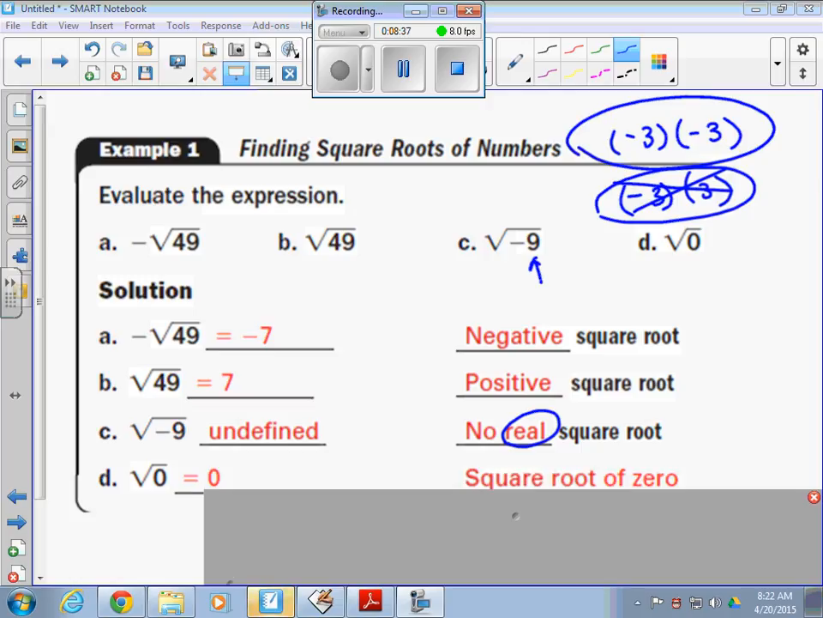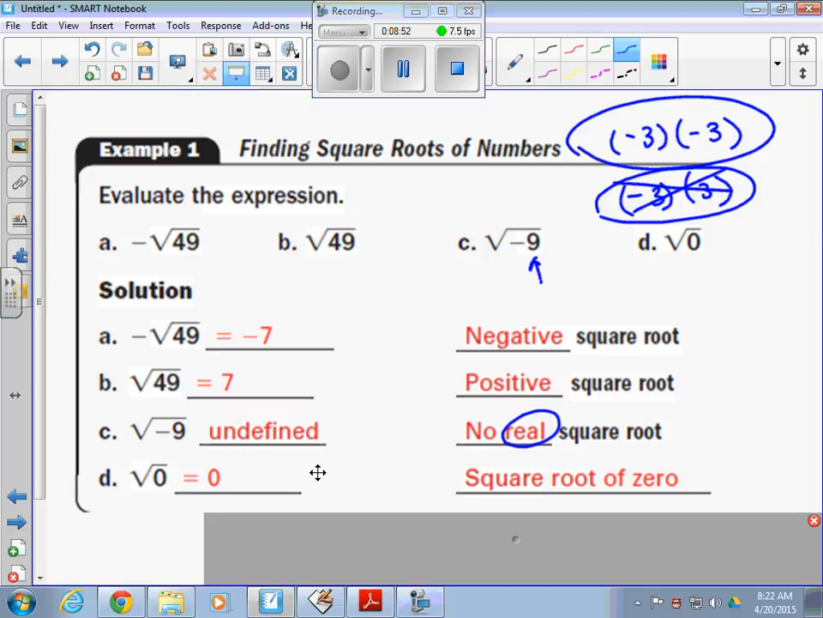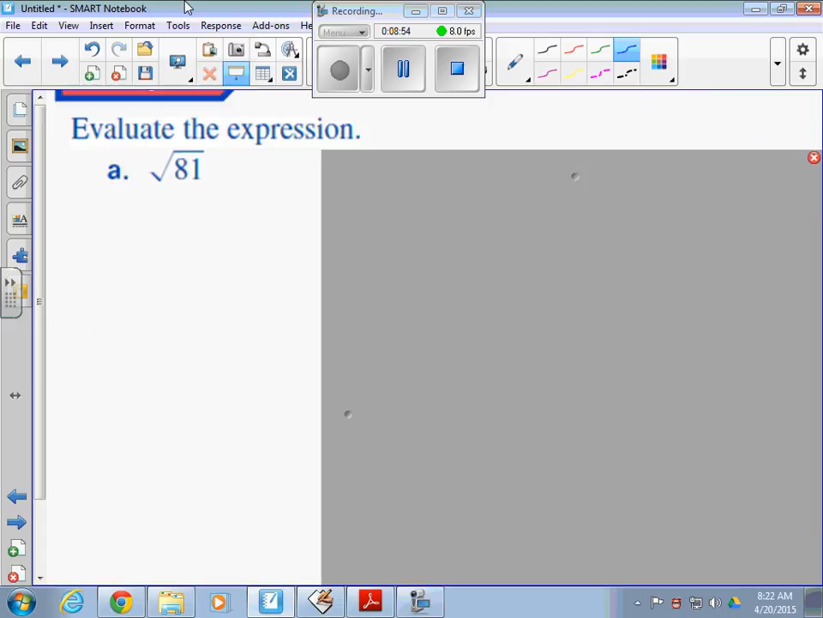Okay? And then the square root of 0 is 0. Remember, it doesn't matter how many times you multiply 0 by itself, it's going to give you the number 0. Let's try some like this on the back. These are all really simple and really quick and really easy. What about the square root of 81? Just take about 10 seconds with it.